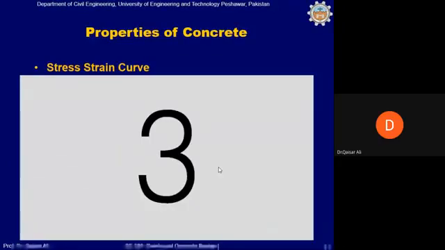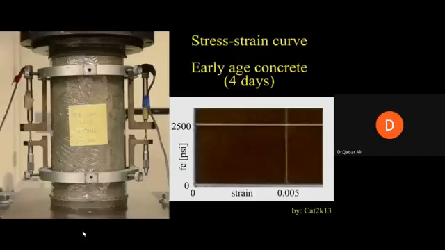Okay, next I will show you a video which is a test on a concrete cylinder. The stress strain curve and the test of the cylinder both are shown side by side.